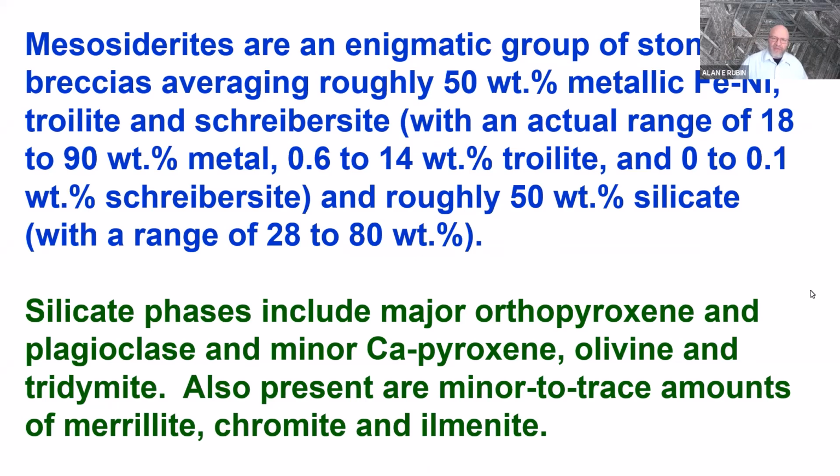Also, roughly 50 weight percent silicate is in these mesosiderites, but the actual range of silicate goes from 28 to 80 weight percent. The silicate phases include orthopyroxene and plagioclase and minor calcium pyroxene, olivine, and tridymite. Also present are minor to trace amounts of merrillite, chromite, and ilmenite.